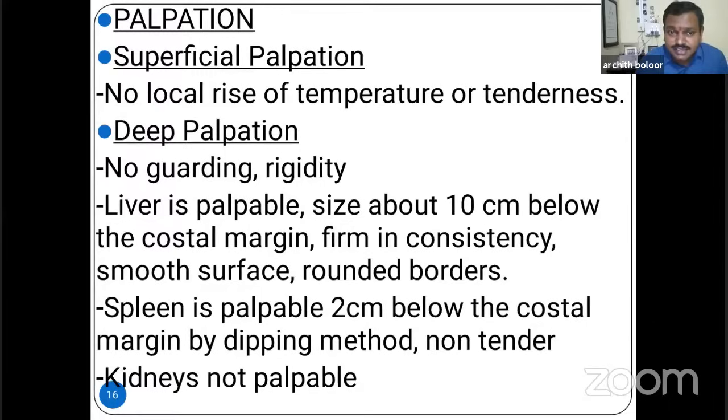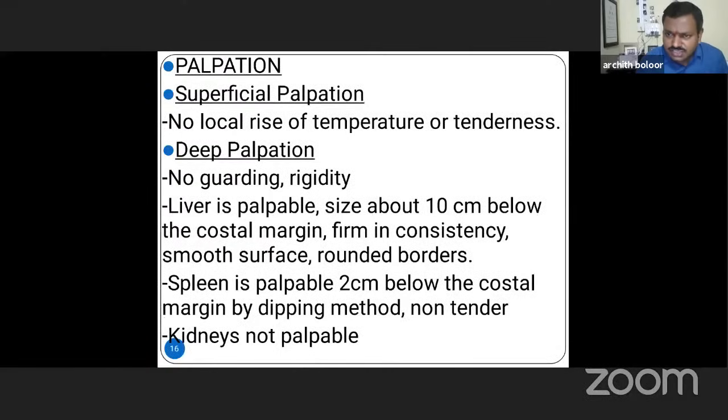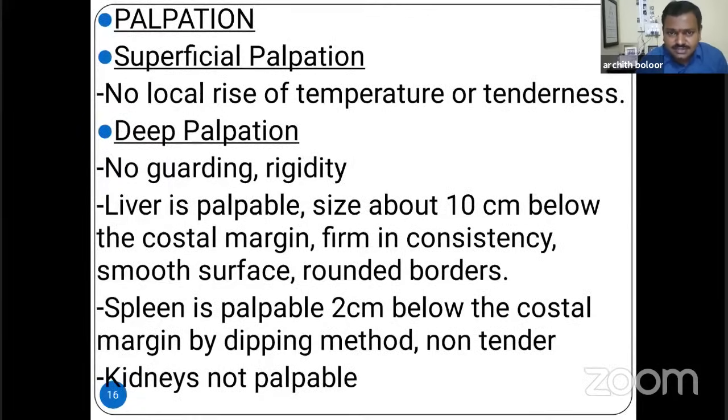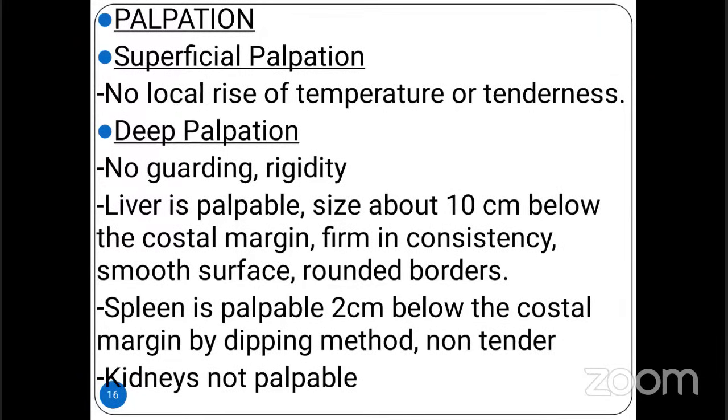Here you're saying there is a 10 centimeter liver. It's a really big liver. Yes, that is below the costal margin. So it's a really large liver. And then you say it's firm in consistency. So what does that mean? Firm consistency. Where do you get firm? Where do you get hard? Where do you get soft?